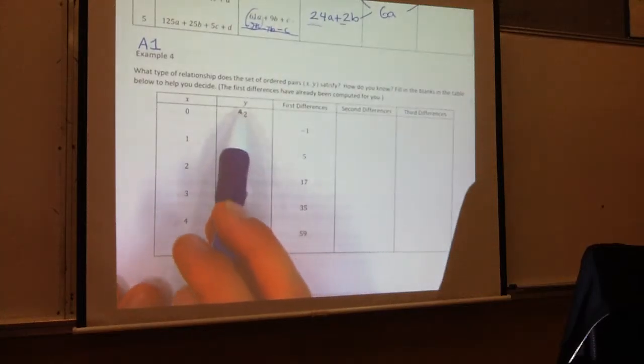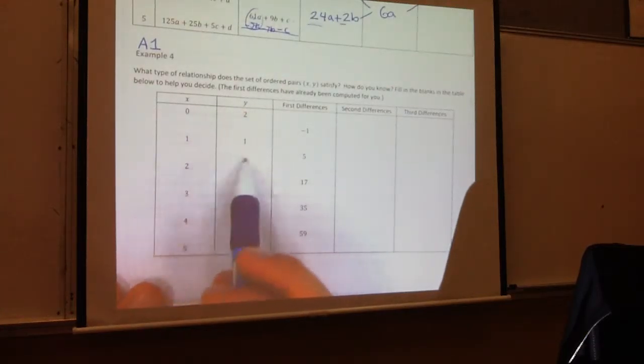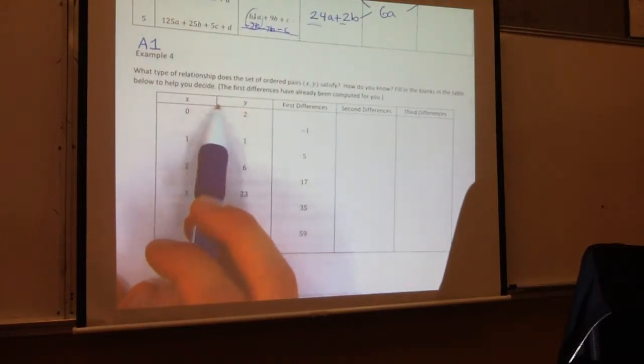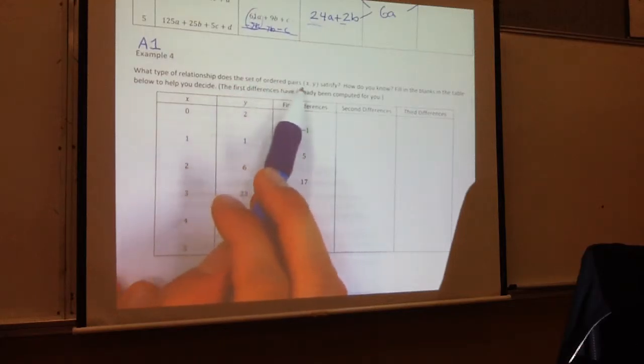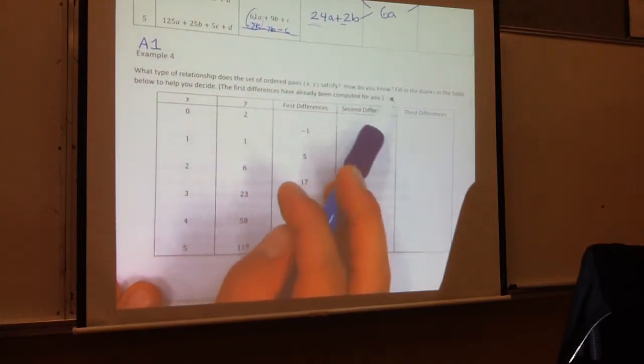Example 4. What type of relationship? So we're looking to study the commonality between x and y. Does the set of ordered pairs x and y satisfy? How do you know?